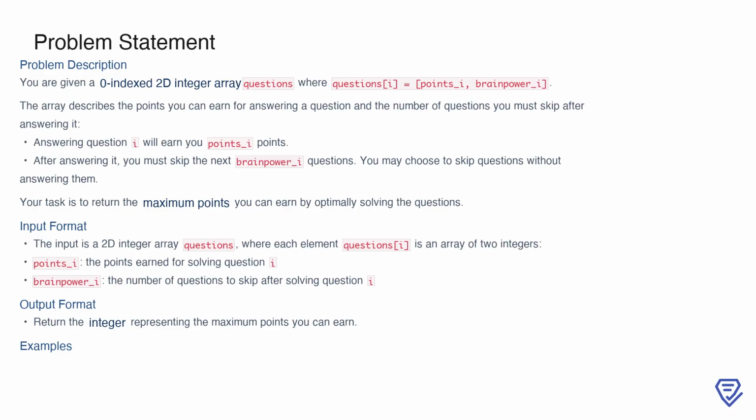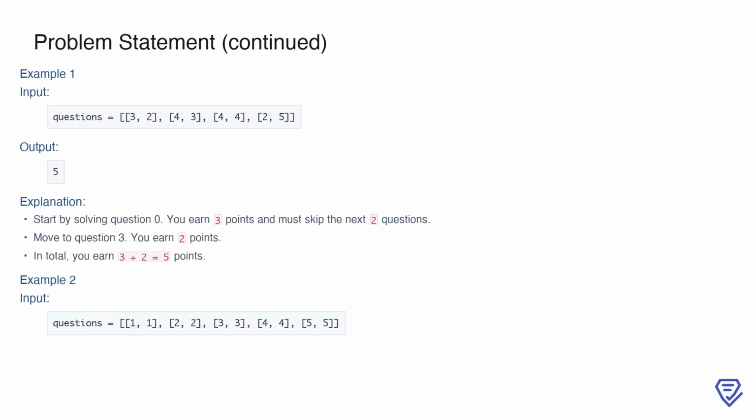You also have the freedom to skip any question entirely without earning points, and your goal is to determine the maximum points you can collect by making optimal decisions. The input to the problem is this 2D array, and the output should be an integer representing the maximum points achievable. To understand this better, let's examine an example.